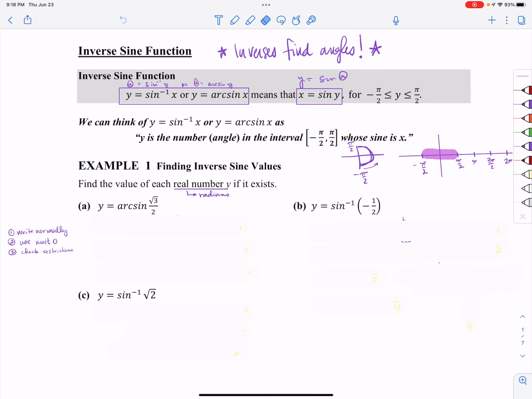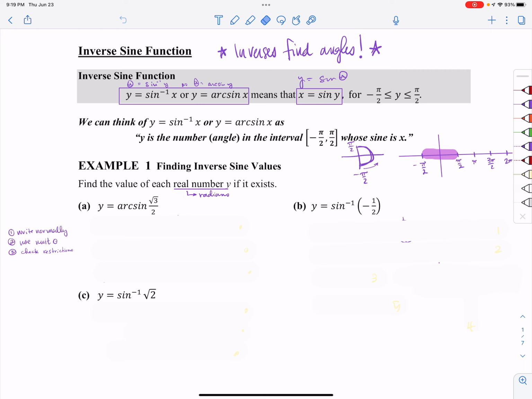This says that we should find the value of each real number if it exists. Just a note here, anytime it talks about finding the value of a real number, this is code for using radians. So just make sure that you recognize that as you're working through your questions, your quizzes, etc. Each real number automatically means that we're going to be working with radians.